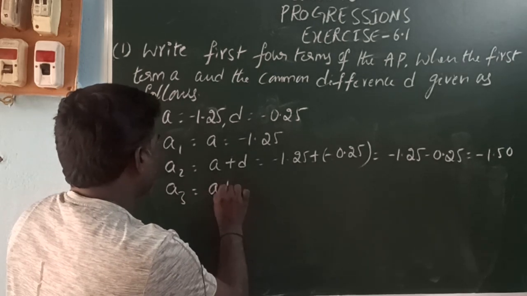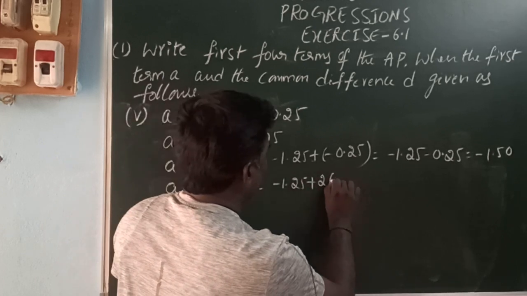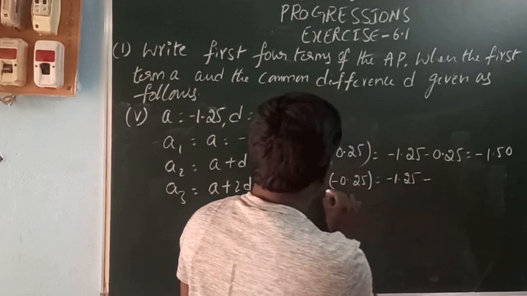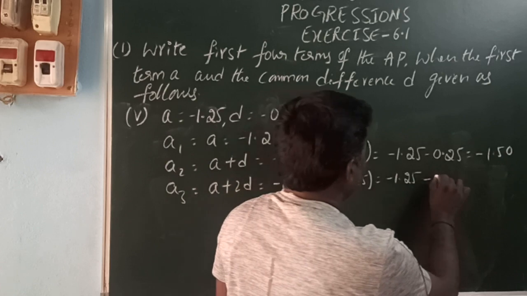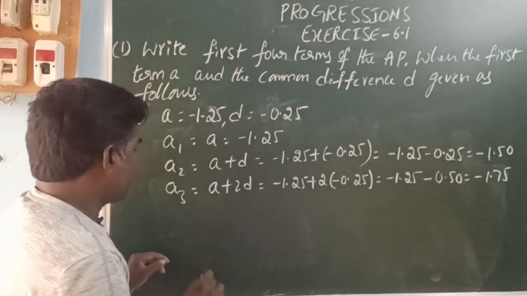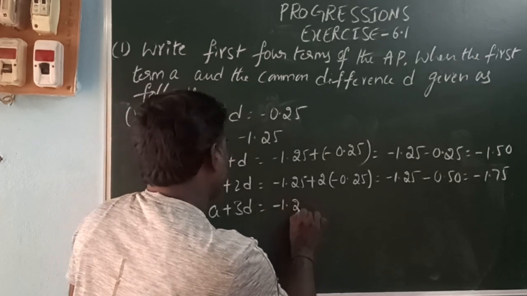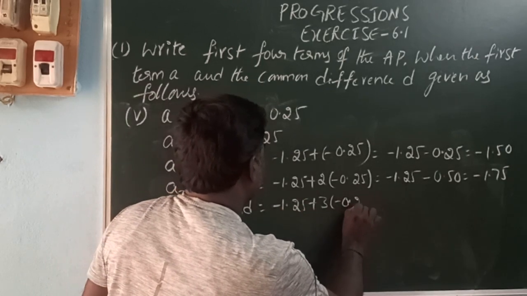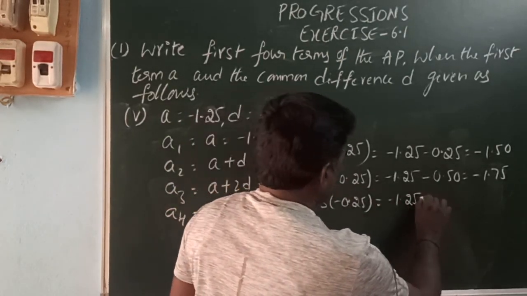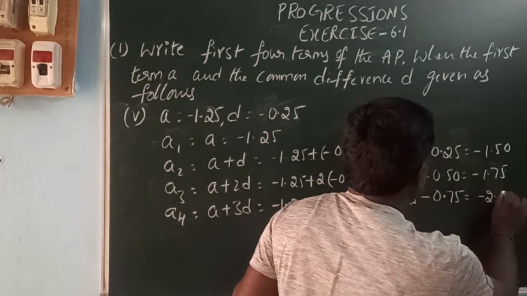Next, the third term. That is a plus 2d, which is equal to minus 1.25 plus 2 into minus 0.25. So that is minus 1.25 minus, since plus into minus is minus, 2 into 0.25, which is 0.50. So that is minus 1.75. Next, the fourth term a4 is equal to a plus 3d, which is minus 1.25 plus 3 into minus 0.25. So that is minus 1.25 minus 3 into 0.25, which is 0.75. So we get minus 2.00.